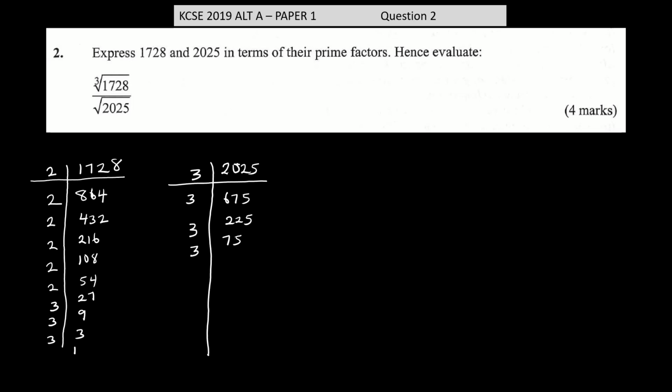3 will go again. 3 in 75 is 25. 3 will not go again. The next number that we go is not 4 but 5. 5 in 25 equals 5. And 5 in 5 equals 1.